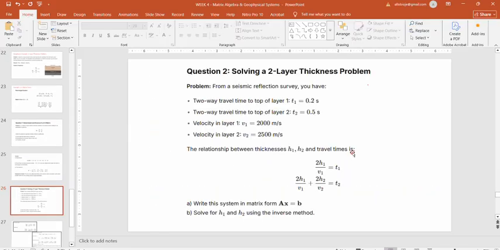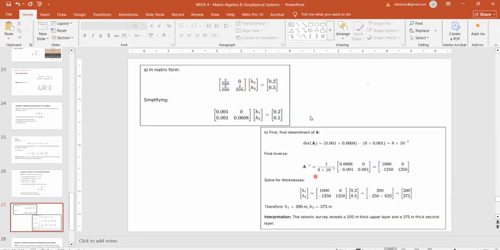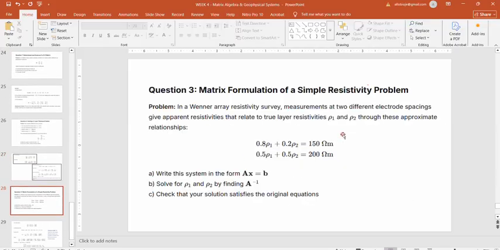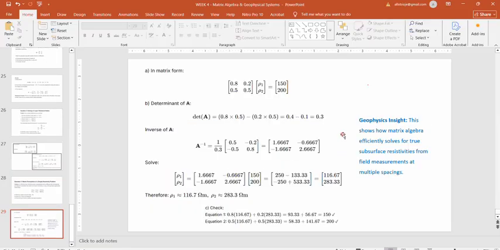We have another question. Okay, it looks like the first example I gave, but this time you have to solve. The answers are there. The third example, I also gave you the solution. So I think this is what I have for you as regards matrix.